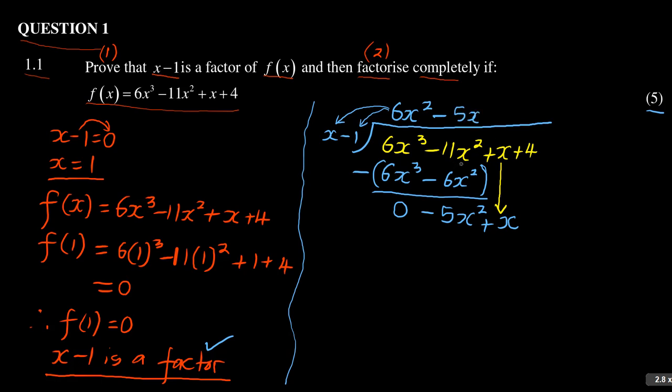And then you repeat the process. Remember, how did we repeat the process? We multiplied in this direction. So the negative 5 will multiply the x, and the negative 5 will multiply the negative 1. So you are repeating the process. So in this case, minus 5x times x will give you minus 5x squared.